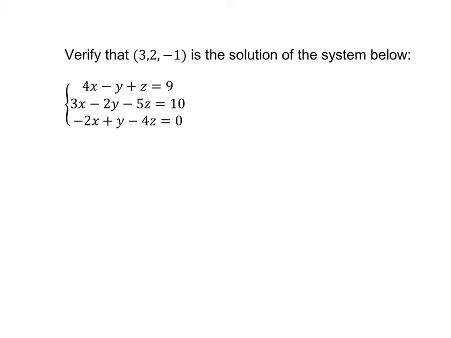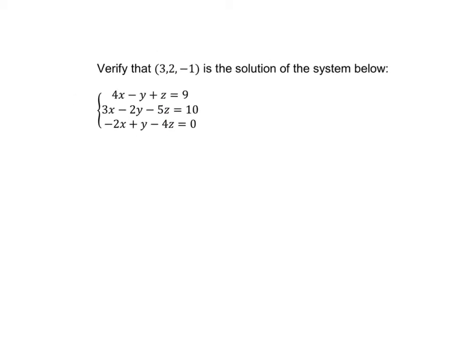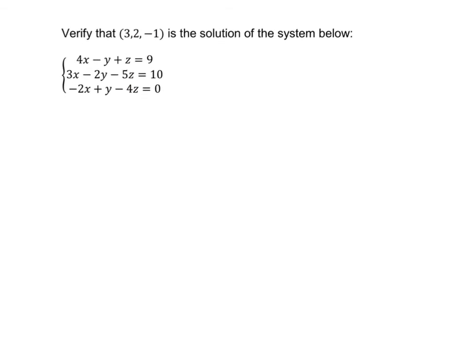Right? So let's say you have this problem and you want to show this. You want to verify that this ordered triple is a solution of this. Well, just like with two equations, we have to show that that point satisfies our equations. So let me label these. Let's call the top one equation A, the second one equation B, and the third one equation C. Just for reference.